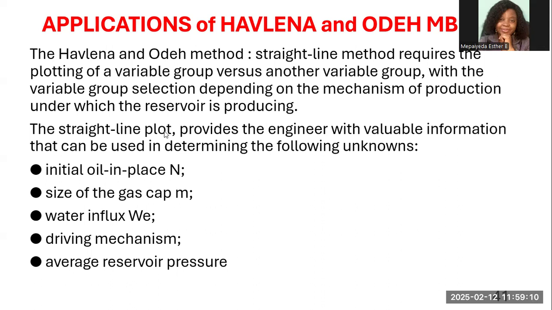The straight line plot provides the engineer with valuable information that can be used in determining the following unknowns: your initial oil in place, which I mentioned earlier, your gas cap size, and your water influx. You can also identify the driving mechanism, we'll see that shortly, and your average reservoir pressure. As you go on your reservoir engineering journey, in your reservoir engineering 2 and advanced reservoir engineering, for those that want to take a postgrad, you will still see some of the water influx models, driving mechanisms, and average reservoir pressures, and how they can be estimated.